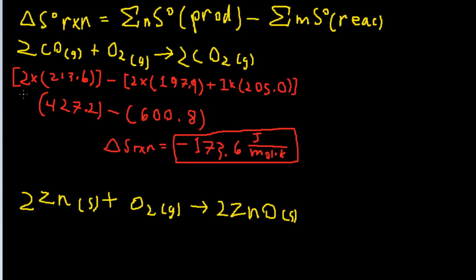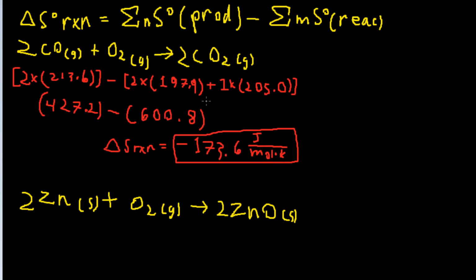So the standard molar entropy for carbon dioxide is 213.6 and the coefficient is 2, so you multiply it by 2. Then you subtract 2 times 197.9, which is carbon dioxide, and then add 1 times 205.0, which is oxygen. Oh, I think I said carbon dioxide here. That's carbon monoxide. My bad. Then you get these and subtract them, and your entropy change will be minus 173.6 joules per mole Kelvin, which is your unit here. It's not kilojoules per mole like it was before. It's joules per mole Kelvin, which will be important to remember.